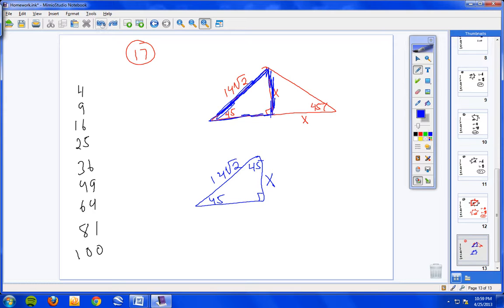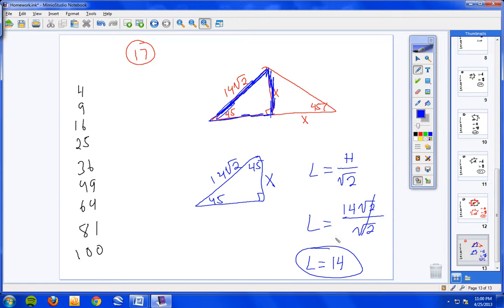And so x is a leg, and the formula for looking for a leg in a 45, 45, 90 triangle is leg equals hypotenuse over square root of 2. So leg equals, for h, I'm going to substitute 14 square root of 2 all over square root of 2. Those cancel, and the length of your leg is 14. So there we go. That's it. That was not too difficult, and I hope that helped you with your homework.